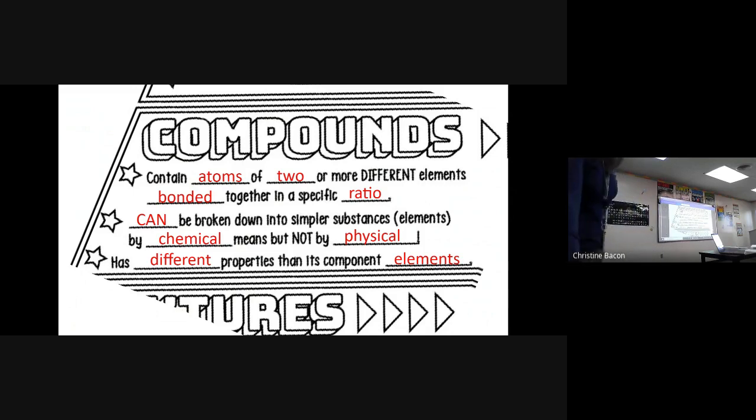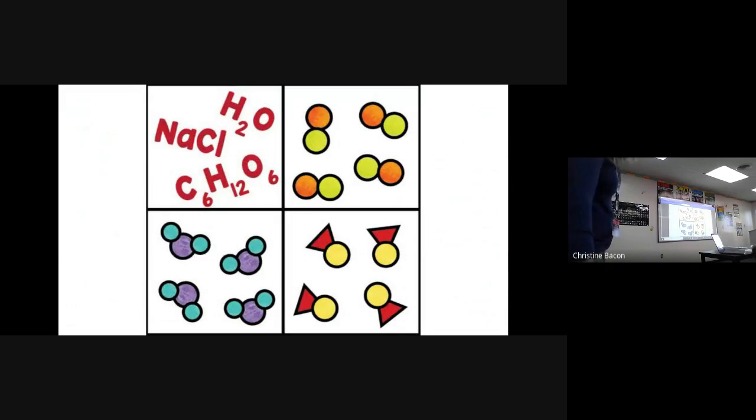All right, these are examples of compounds: oxygen, salt, sugar. They always exist in these ratios. So when you have a salt compound, it's always 1 sodium to 1 chloride or chlorine. For water, it's always 2 hydrogen for every oxygen. For sugar, it's always 6 carbon, 12 hydrogens, 6 oxygens. And then in picture form, it looks like that.